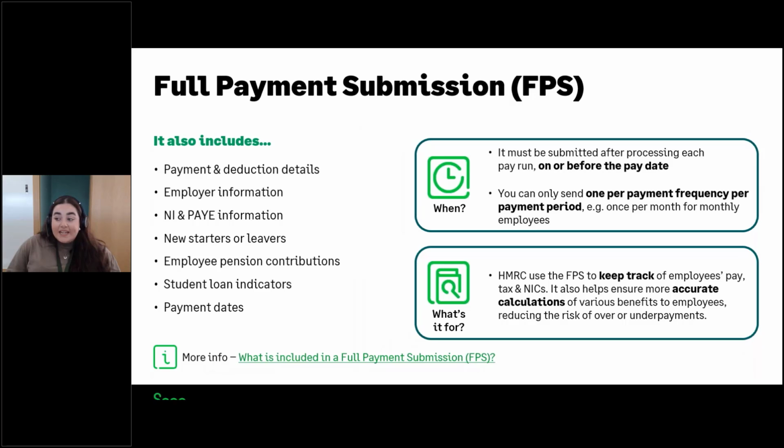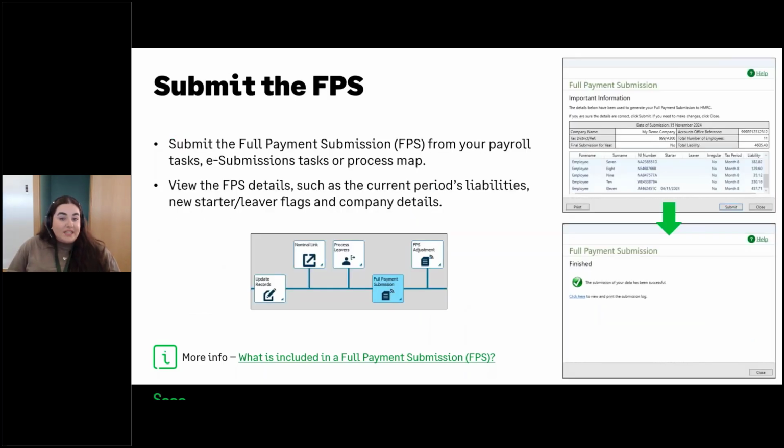As you can see, it is nice and easy to submit the FPS. Remember, it can also be found on the process map if you're a process map user, or from the e-submissions tasks as well. You would work through the submission window to send the FPS, and that will include information such as the current period's liabilities, new starter or leaver flags, and some of the details, including what your pay date is too.